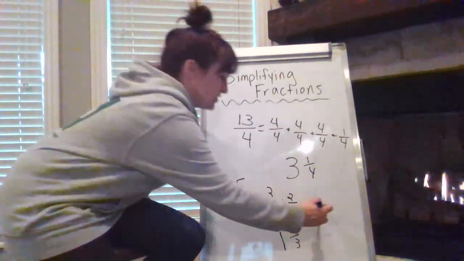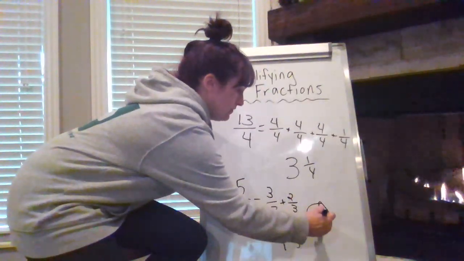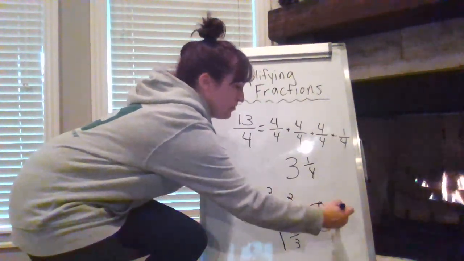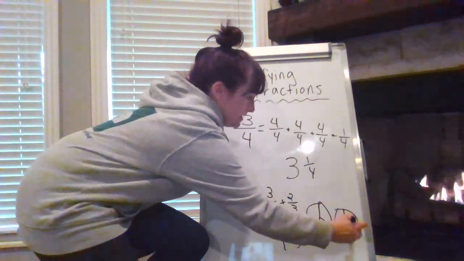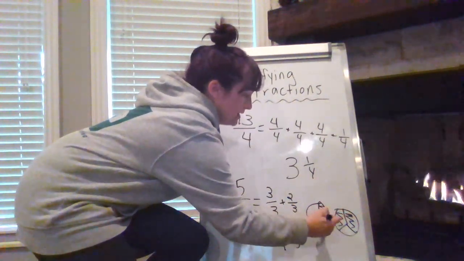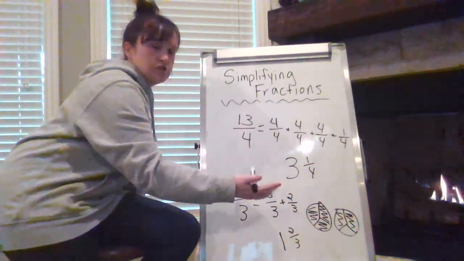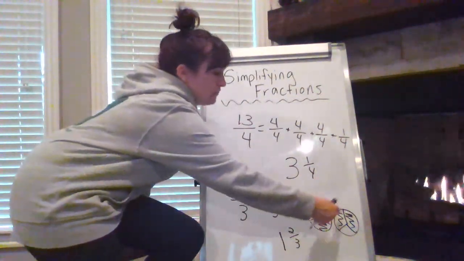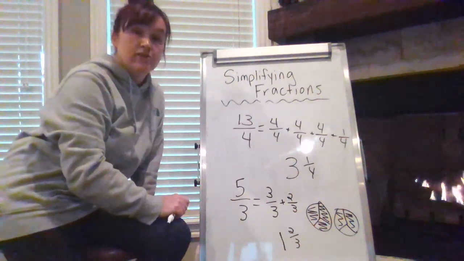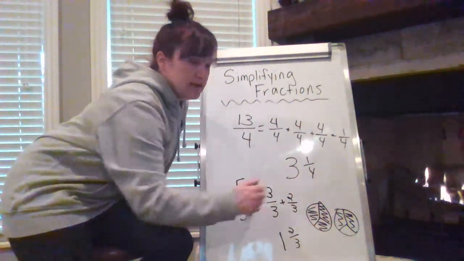If I was going to draw a picture of this, well, if I have 3/3, it would be this whole thing. And 2 extra would be here. So if you're ever stuck, 5/3, just draw it out. You've got 1, 2, 3, 4, 5/3, and that looks just like 1 and 2/3.